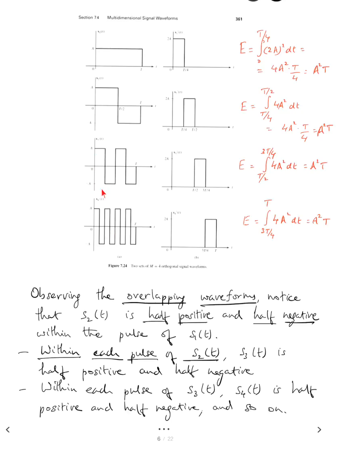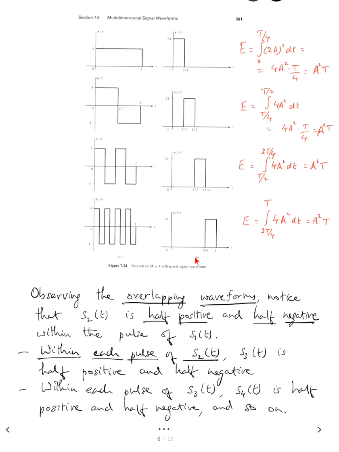So during one pulse interval of S3 of t, S4 of t is half positive and half negative. Similarly, during this particular interval, this is half positive and half negative, and we keep constructing sequences like this, which gives us signals which are orthogonal to each other.